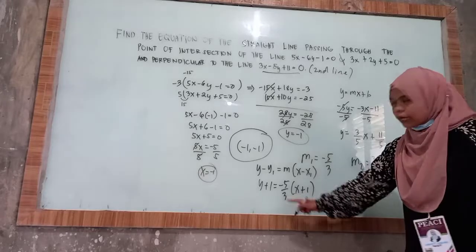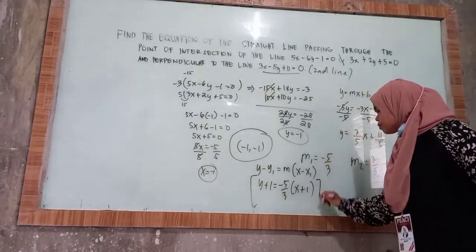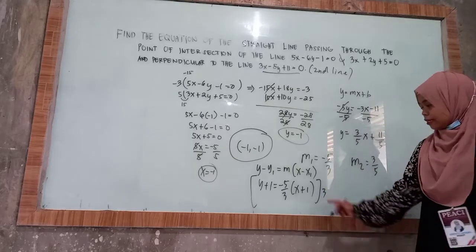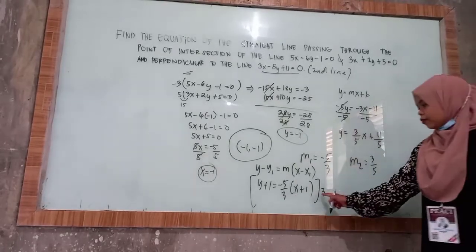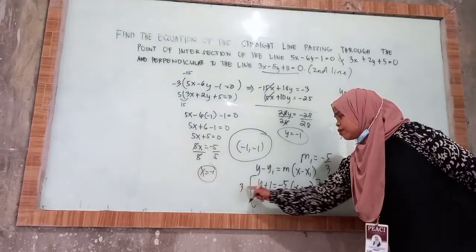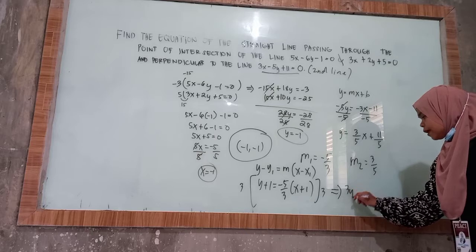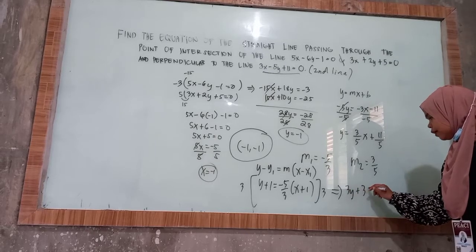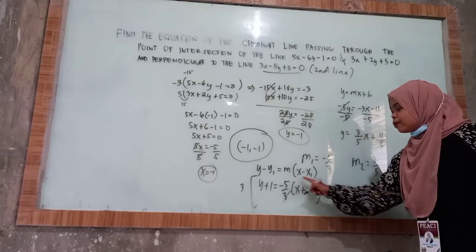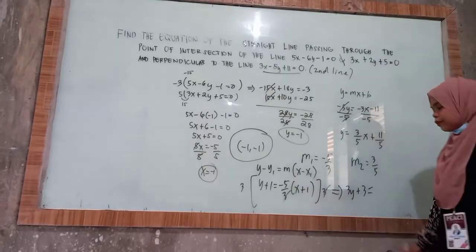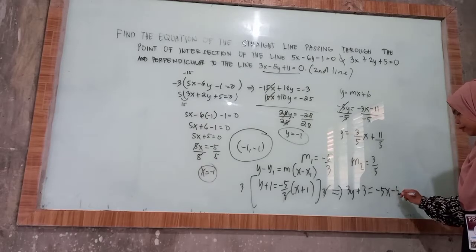So, how can we eliminate the fraction? So, we are going to multiply both sides by 3, kasi para makansel sila denominator na 3. So, kung i-multiply natin, we have 3y plus 3. And then, ito makakansel. So, you are going to distribute the negative 5. So, that is negative 5x, negative 5.